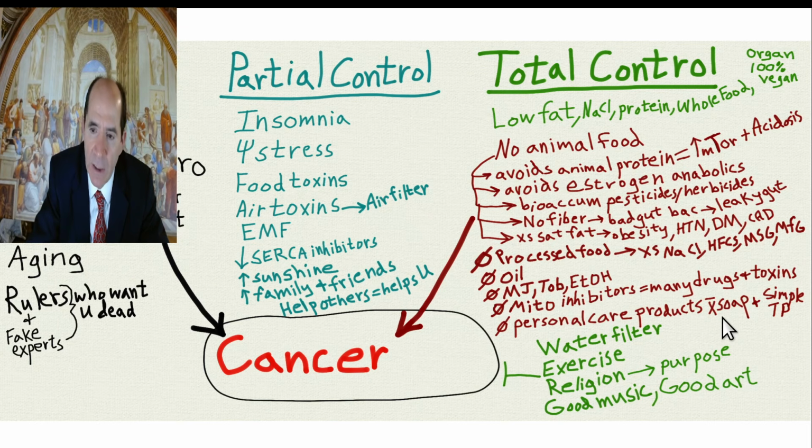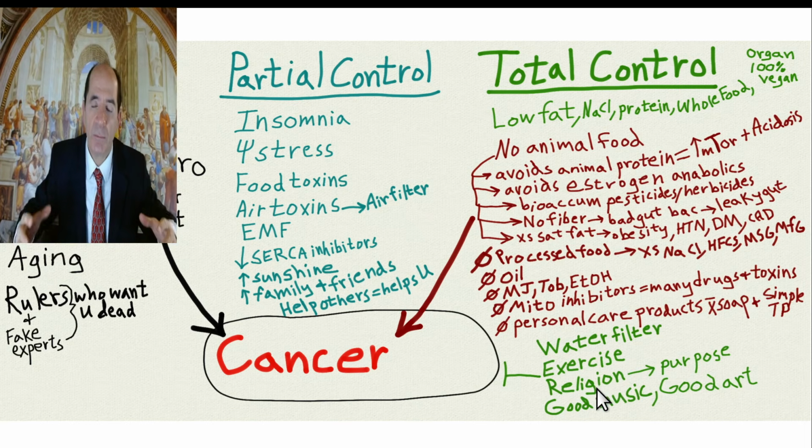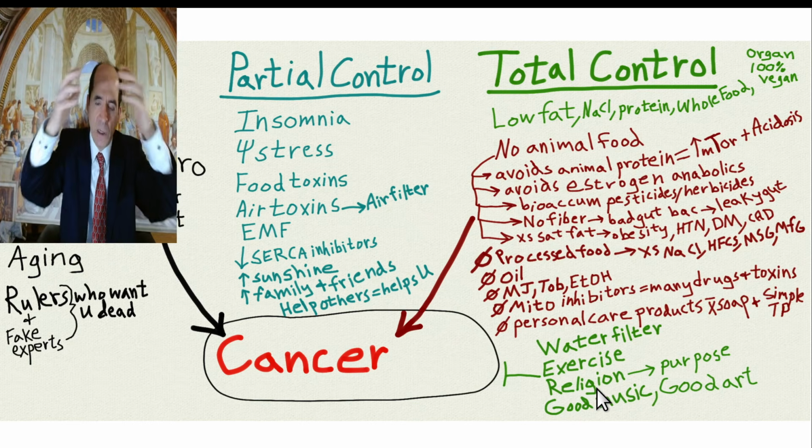Okay, mitochondrial inhibitors. Avoid unnecessary personal care products. They're always full of toxic chemicals. Do the things that are good for you, filter your drinking water, get your exercise. Exercise improves immune function because it pumps the lymphatics to get your immune cells moving all over your body.